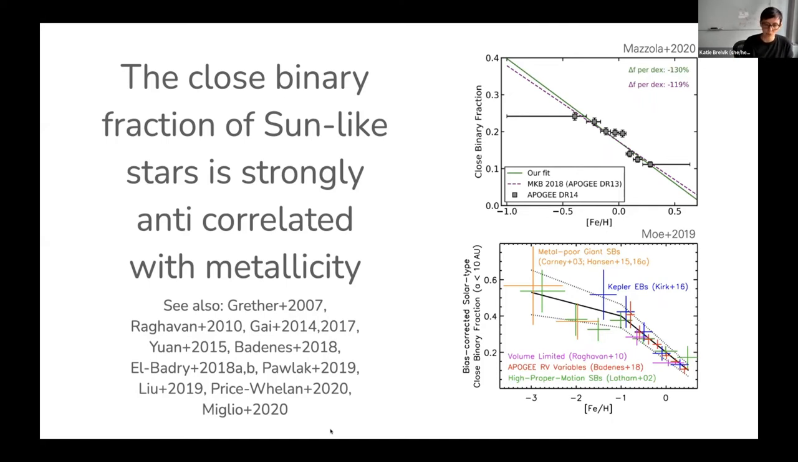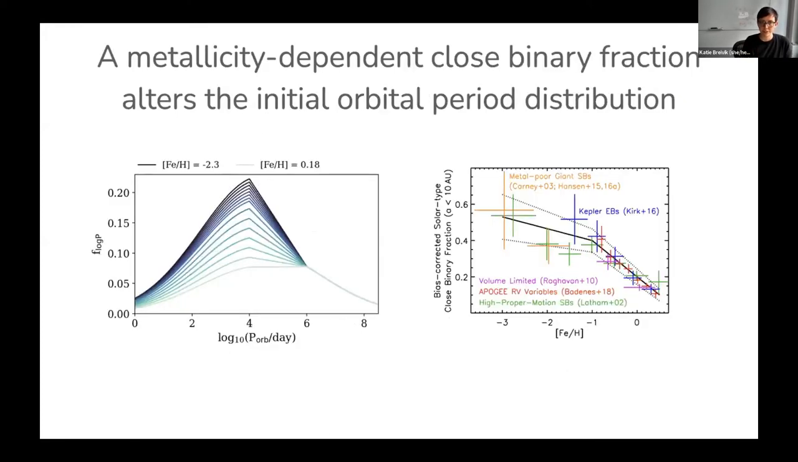So what this result actually means for the initial binary parameters is that a metallicity dependent close binary fraction effectively just alters the initial orbital period distribution of the zero age main sequence progenitors of double white dwarfs. What I'm showing here on the left is the orbital period frequency, so the frequency of companions in close binaries as a function of the orbital period. This is fitted exactly from this curve. The way to understand this is that at lower metallicity, this is an Fe over H of minus 2.3, you have a much higher frequency of close binaries, whereas at high metallicities, you have a lower fraction of close binaries.